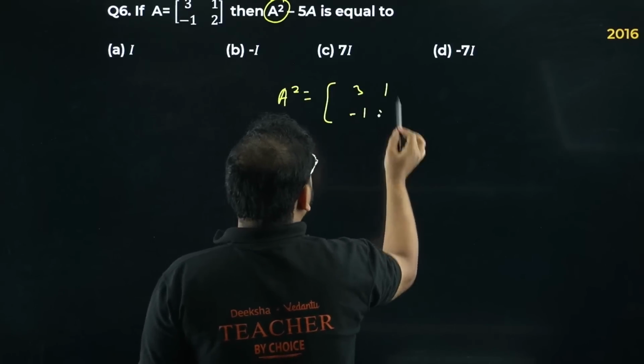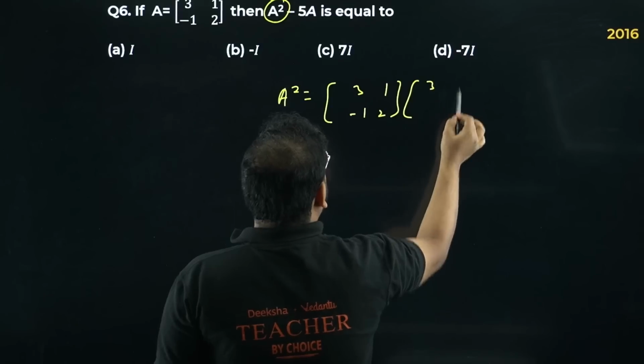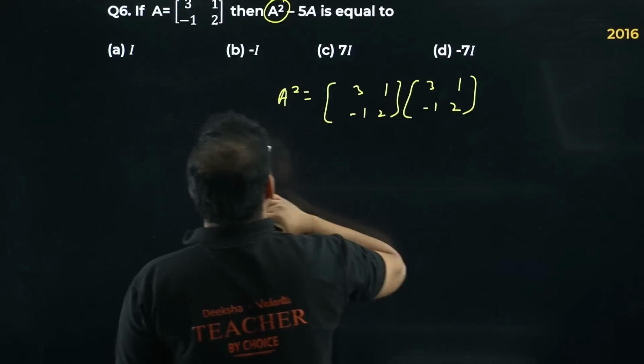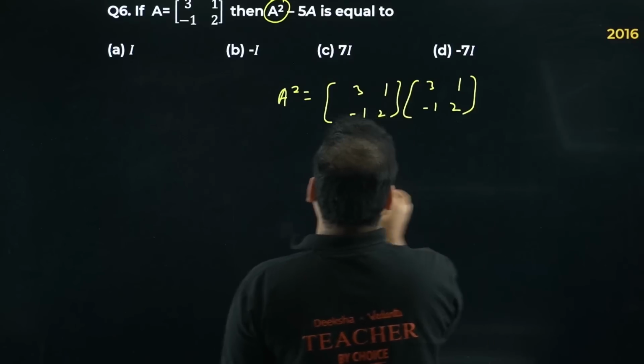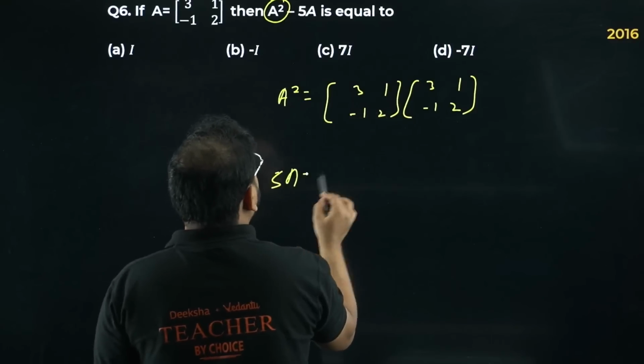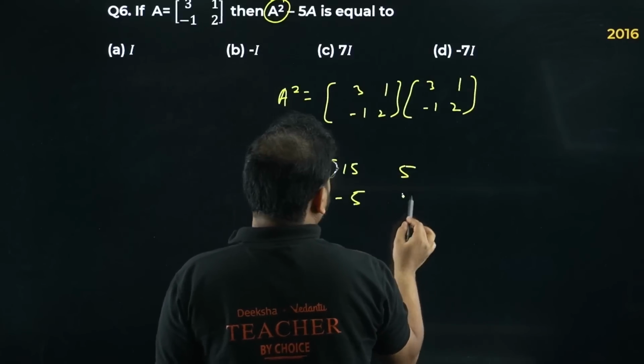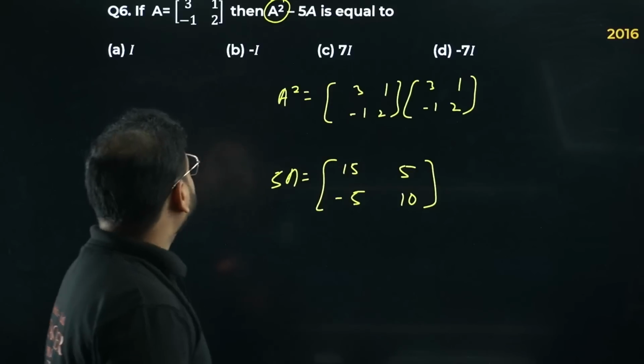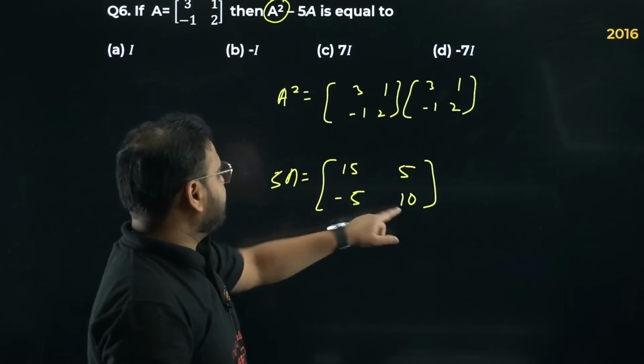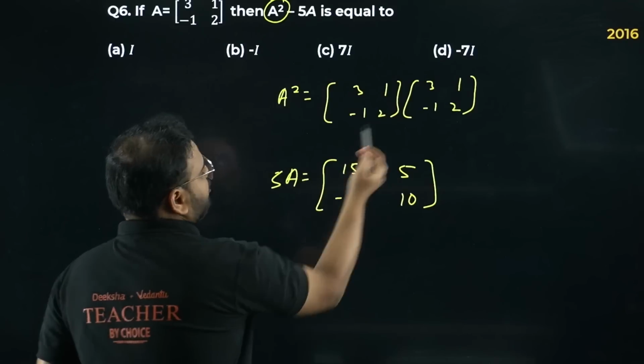[3, 1; -1, 2] times [3, 1; -1, 2]. Okay, this is A square, and then minus 5A, no? So minus, okay, we'll write 5A over here. So I get this 15, 5, minus 5 and 10, right? This is your 5A value. Please check. You can multiply this, no?